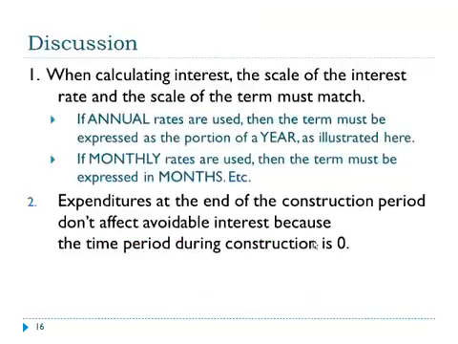Here are some tips. When calculating interest, remember that the scale of the interest rate and the scale of the term must match. If annual interest rates are quoted, then we've got to adjust the term to the portion of the year as illustrated here. We had an annual interest rate of 7.23%. So when we had interest to calculate over 5 months, we adjusted 5 months to 5/12 of a year. If monthly interest rates are used, then the term can be expressed in months.